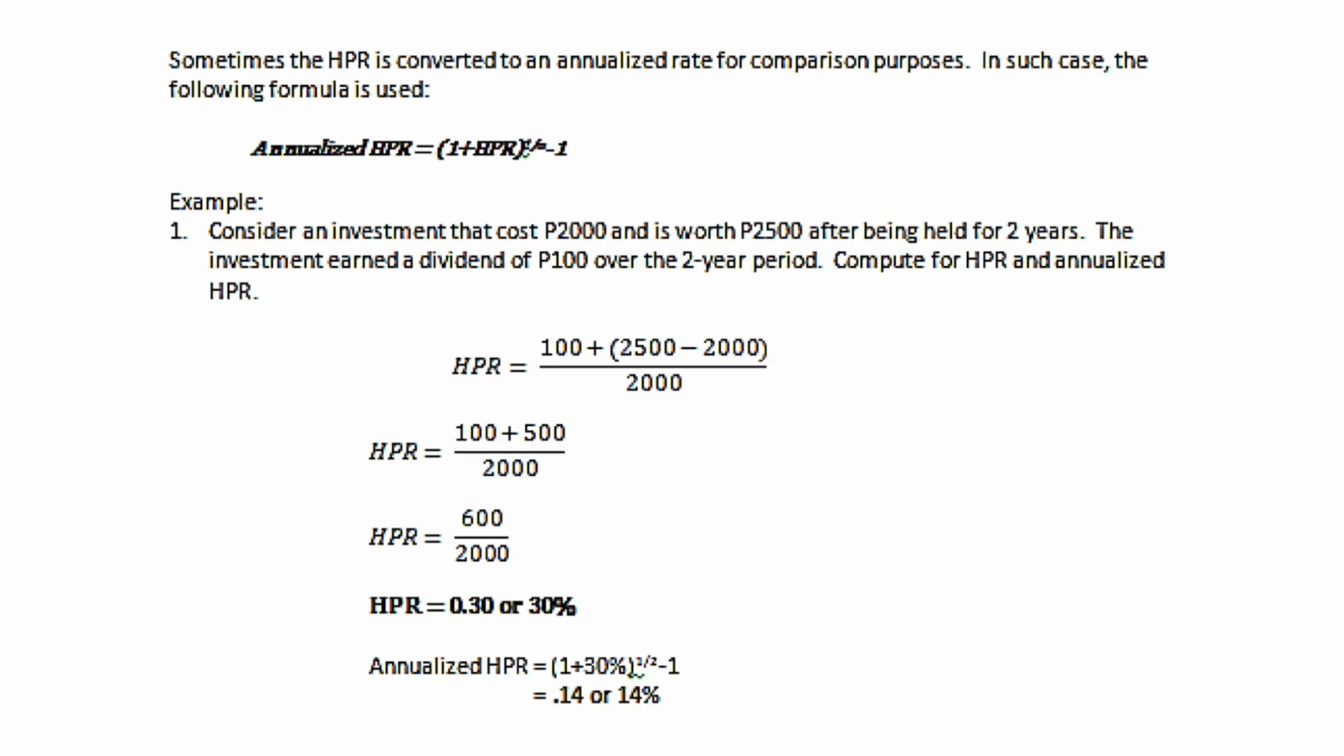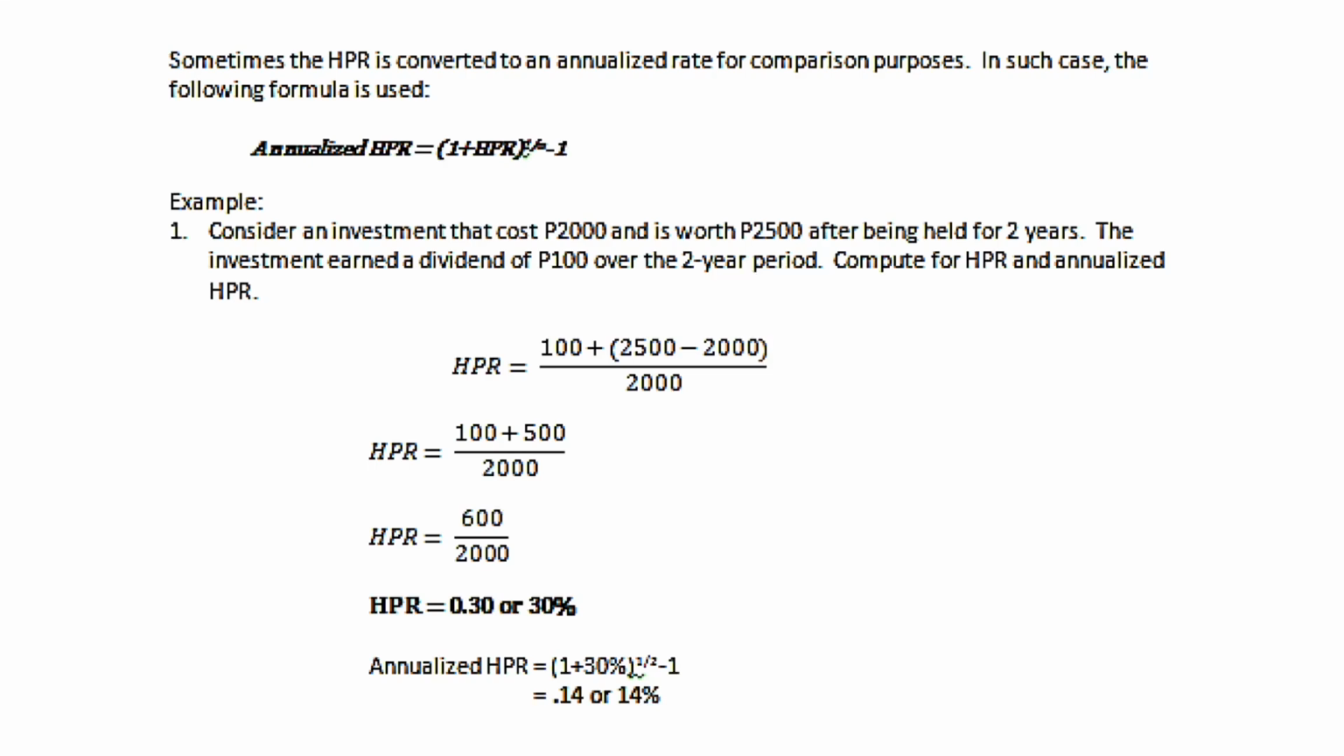First, let us compute for the holding period return. Income generated or the dividend earned is 100 pesos. Then, we add the difference of 2,500 and 2,000. Then divide that by 2,000. So we have 100 plus 500 divided by 2,000. And we get an HPR of 0.30 or 30%.